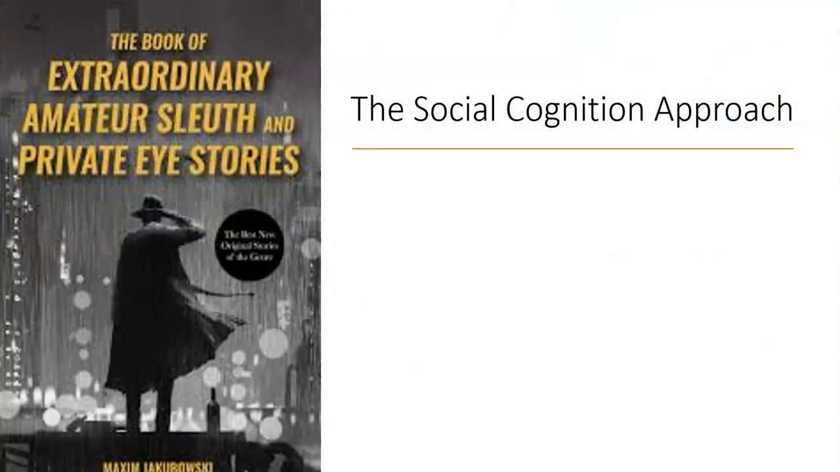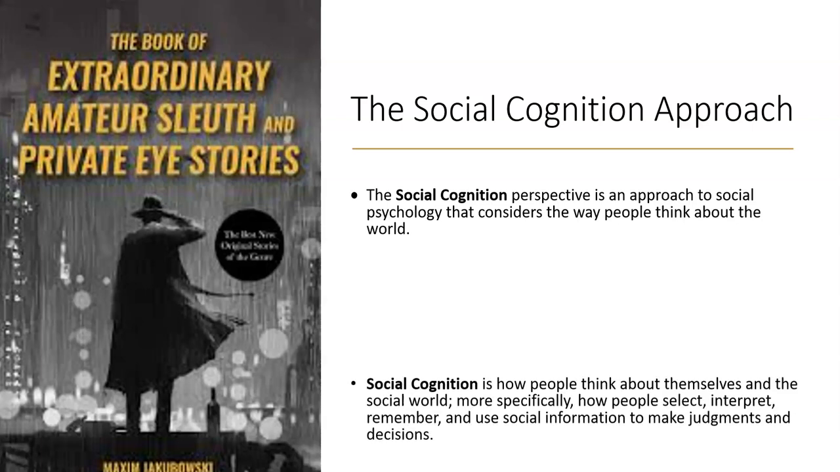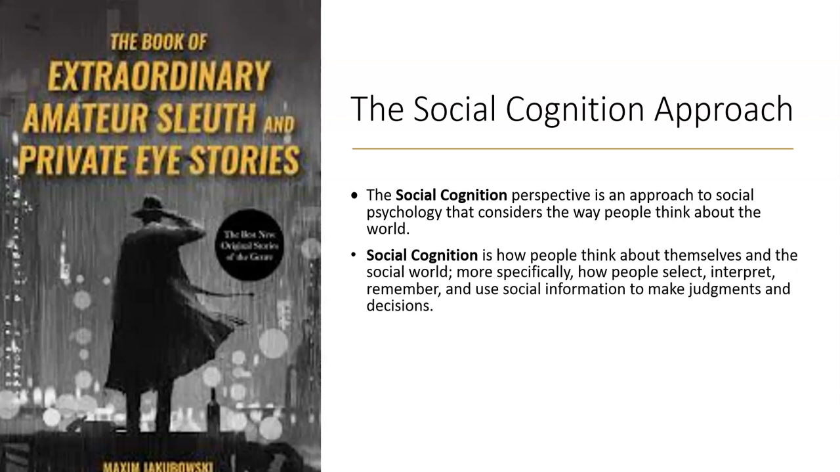Now, in contrast to the self-esteem approach, you have this often contradictory need to feel like you understand what's going on. And this is called the social cognition perspective, where you're considering the way people think about the world, how they construe it, how they make sense of it. Social cognition, just to give you an understanding of what that concept is, it's how people think about themselves in their social context. So you're selecting information, you're interpreting information, you're choosing what to remember and not remember, and you're going to use that social information to make decisions about what to do.